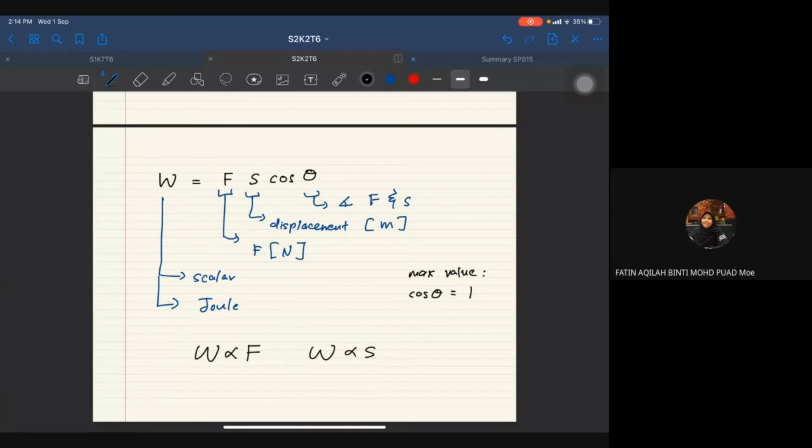Kosong. Yes, correct. Lagi satu? Bila cos 0, sorry? 360. 360, correct. Okay. So cos theta is equals to 1 when theta is equals to 0. Cos theta equals to 1.